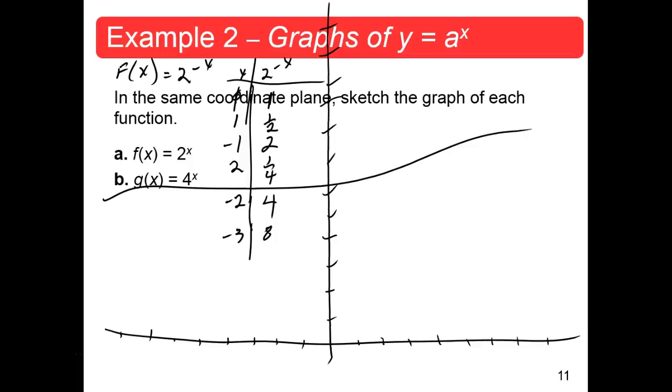So let's plot those. How do I plot the first one? 0, 1. Second, go up 1, right? Okay. Next. Right 1, up 1/2. Okay. Next. Left 1, up 2. Next. Right 2, up 1/4.